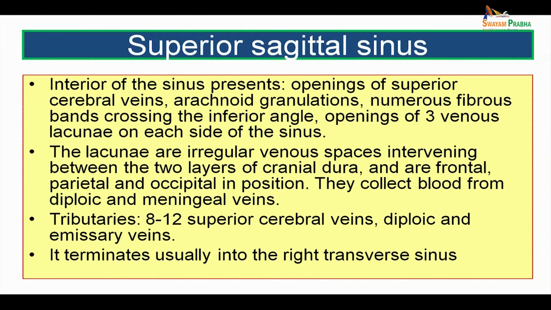The lacunae are nothing but irregular venous spaces intervening between the 2 layers of the cranial dura and are known as the frontal, parietal and occipital lacunae. They collect blood from the diploic and meningeal veins. The tributaries of the superior sagittal sinus are 8 to 12 superior cerebral veins, diploic veins and emissary veins. The superior sagittal sinus, when traced posteriorly, usually terminates or continues as the right transverse sinus.